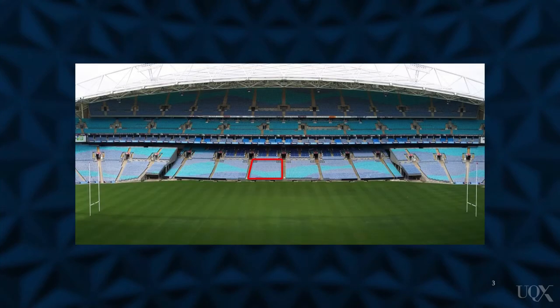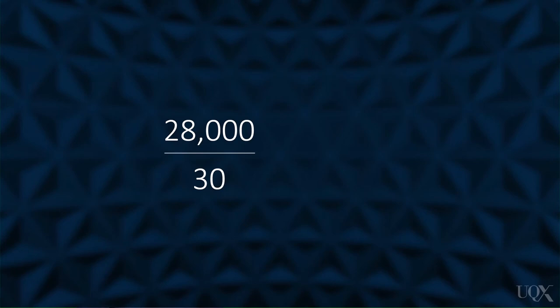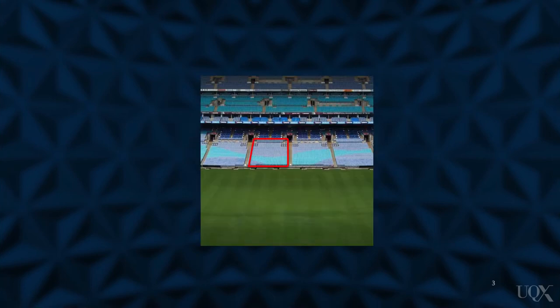The area highlighted is estimated to be 1/30th of the seating in the image. So dividing 28,000 by 30 tells us there are approximately 900 seats in the highlighted area. We help confirm this estimation by taking a closer look at the area highlighted. A rough count of the seats in this image confirms our estimate of 900 seats.